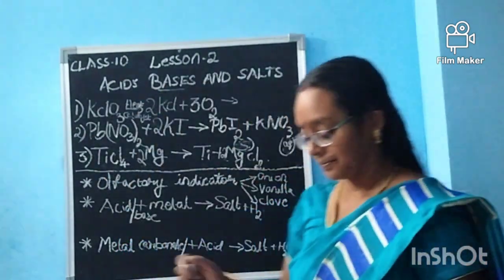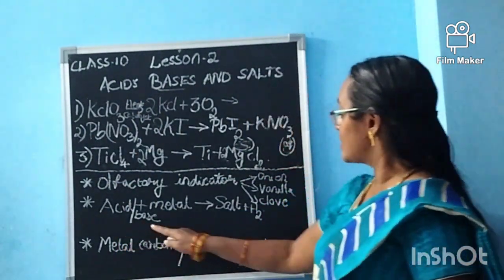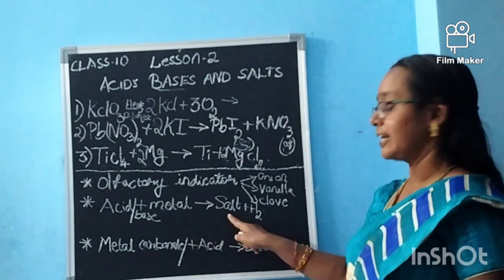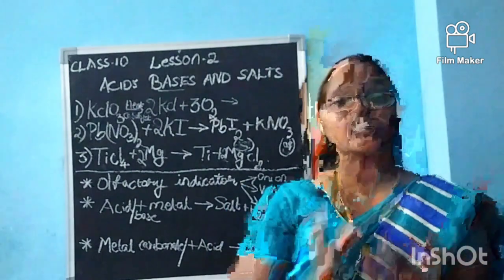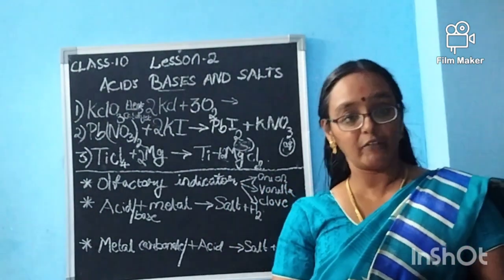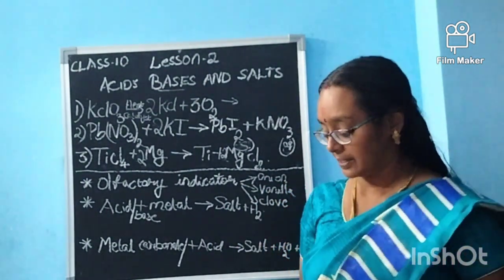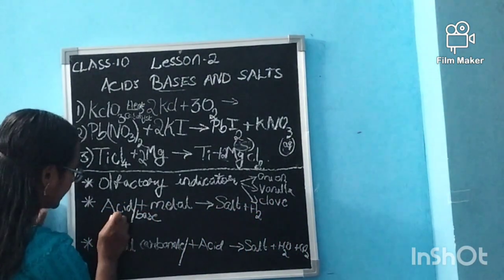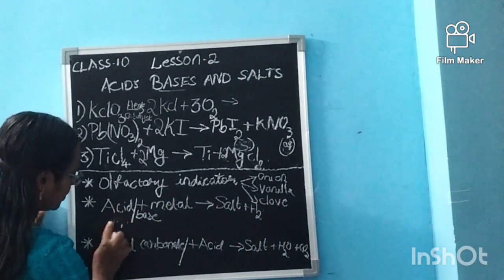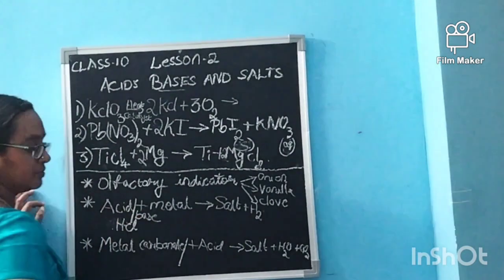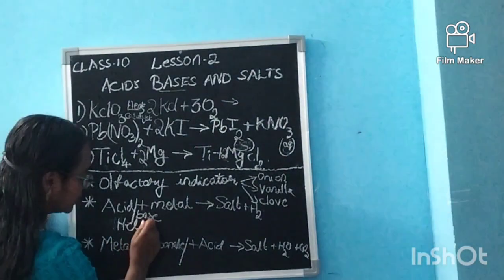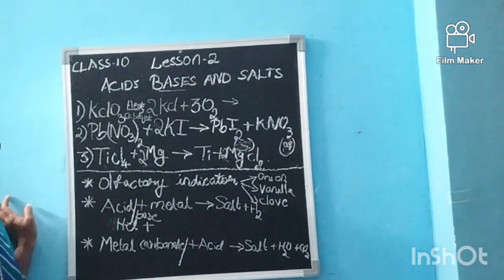Are you ready, dears? Okay. When an acid or a base reacts with metal, we will get salt as well as hydrogen gas. Hydrogen gas will be evolved. Here, magnesium. In the case of acid, I am using HCl. HCl is an acid, yes, hydrochloric acid.